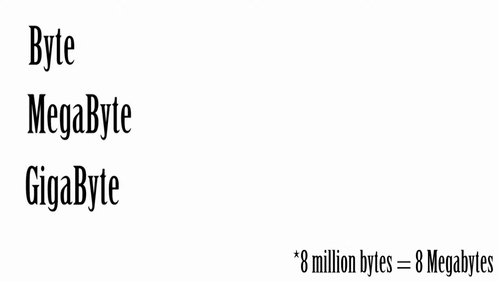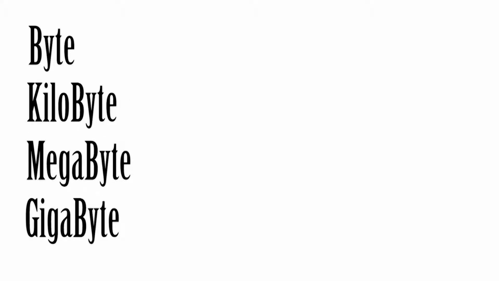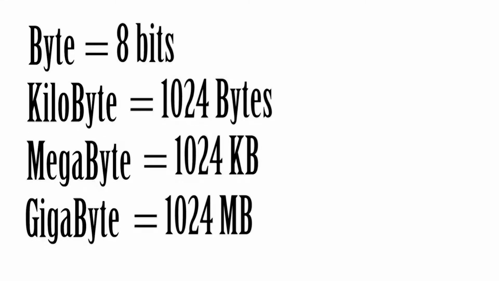Instead of saying, I have 8 million bytes, we make easier terms, kilobyte, megabyte, which are each going to be increments of 1024 of the previous. So a kilobyte, for example, is 1024 bytes. A megabyte is going to be 1024 kilobytes. A gigabyte is going to be 1024 megabytes, and so on and so forth.